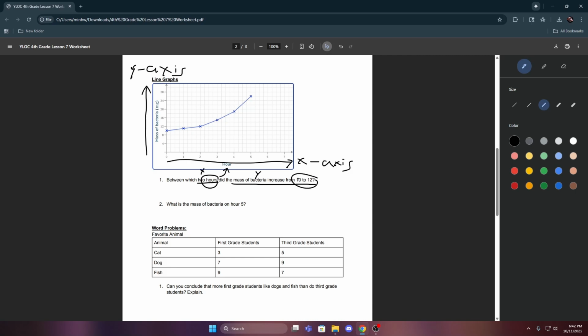So we want to find these numbers on the y-axis. So where's 10? Let's see, there's 4, there's 8. Okay, 10 is right here. And where's 12? This is like 11, this is 12 right here. And now we want to find what hours correspond to these masses. So you can go straight down to find the x-axis. And we see 2 here, which represents 2 hours. And we see 0 here, which represents 0 hours. So the 2 hours that the mass of bacteria increases is 0 to 2 hours. This is your answer right here.